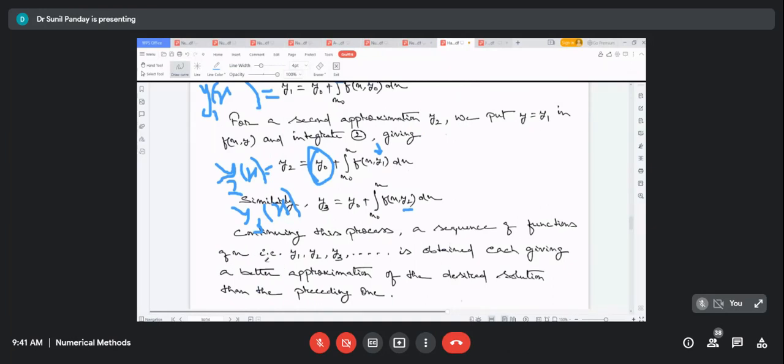A sequence of functions of x is obtained: one solution is y1 of x, one is y2 of x, and one is y3 of x, each giving a better approximation to the desired solution than the previous one.